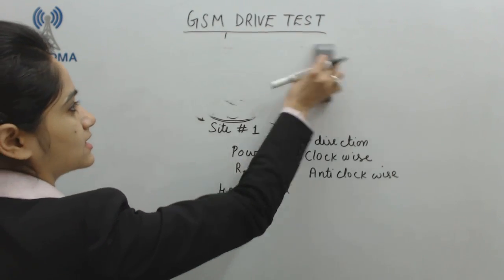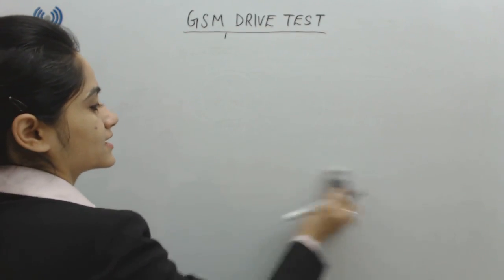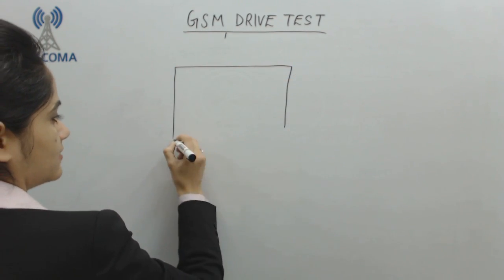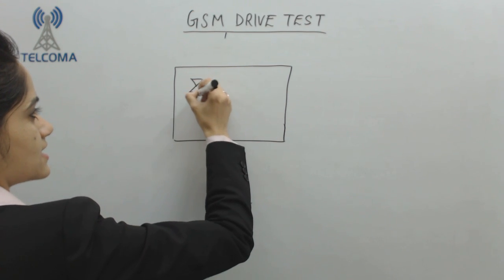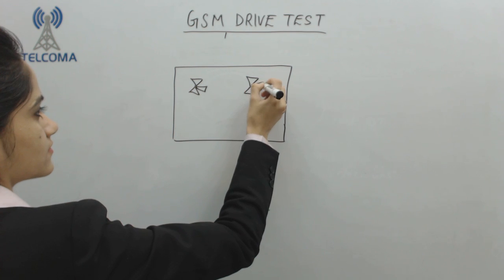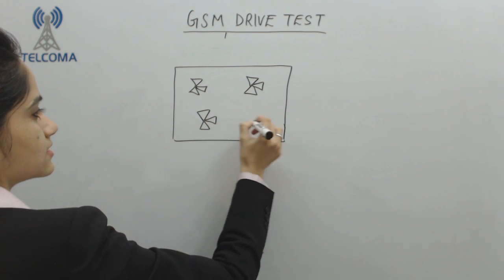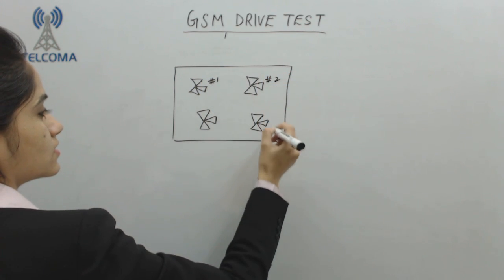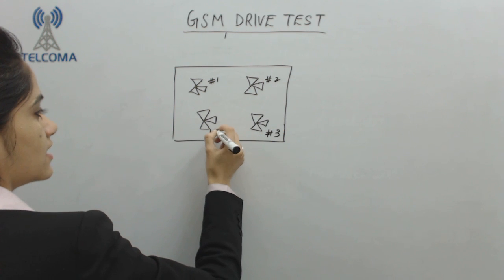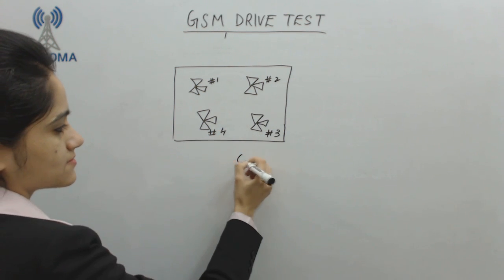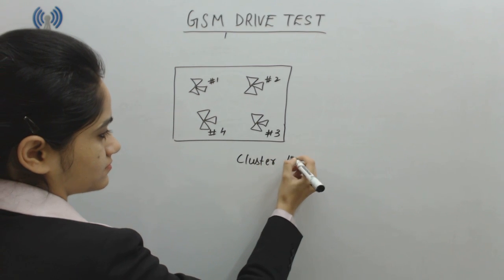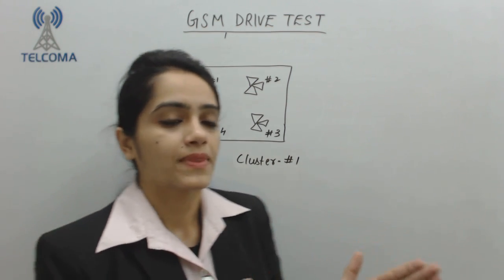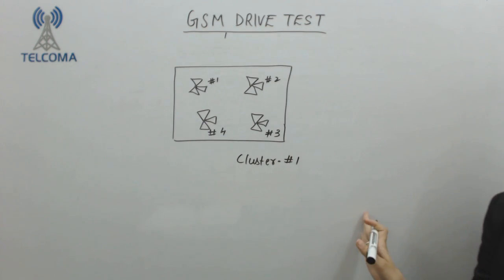Now let's move to cluster, and a cluster is a group of cells. So if this is my one area, and in this area I have like 4 cells. Like this is my site 1, site 2, then I have site 3 and site 4. So this is my cluster 1. In this cluster 1, that means a group of cells, I have 4 sites: 1, 2, 3, 4.